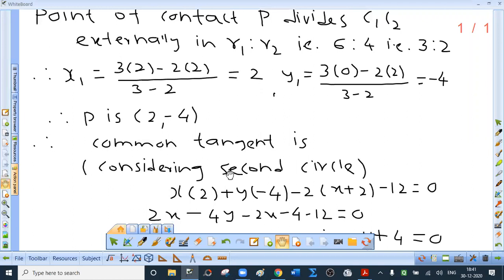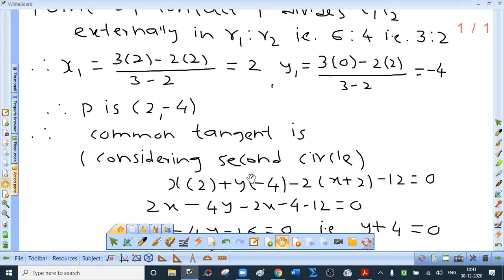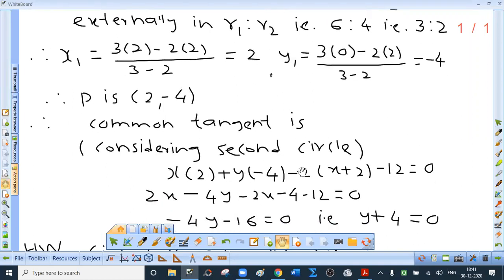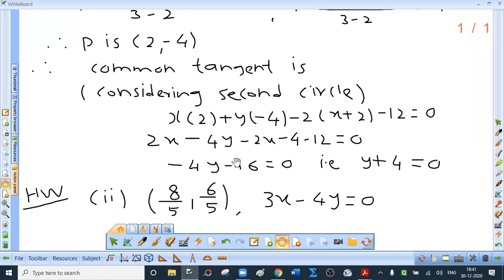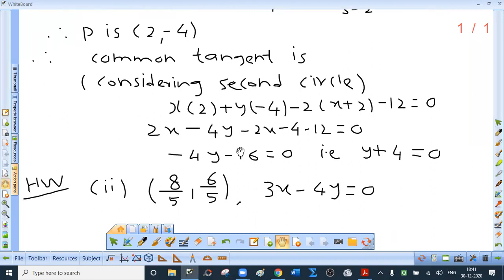For that you can consider any of the two circles. I have considered second circle because it does not contain a term in y. So xx1 plus yy1, x1, y1 is 2, minus 4. Now 2g is minus 4. So g is minus 2. So minus 2 into x plus x1. There is no term in y. Constant term is minus 12. So equate that with 0. Simplify to get common tangent as what? Y plus 4 equal to 0.